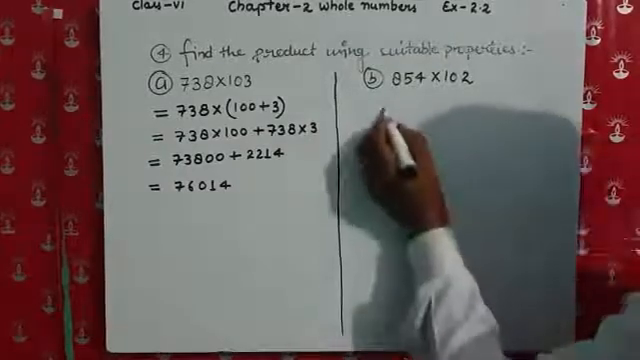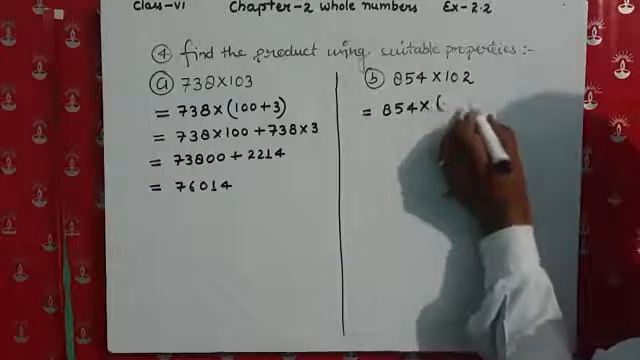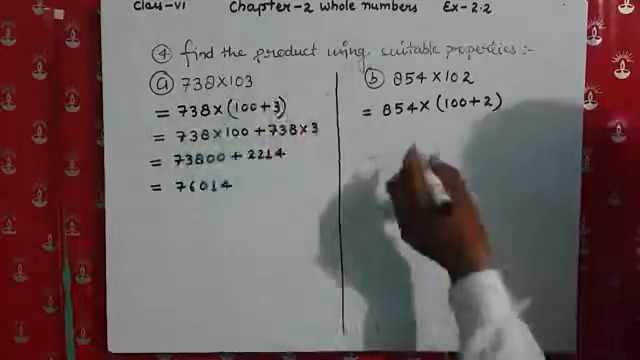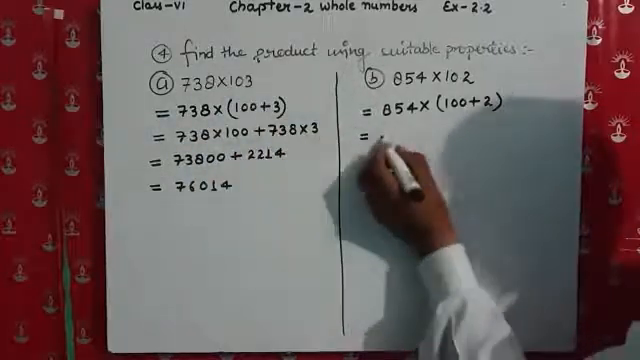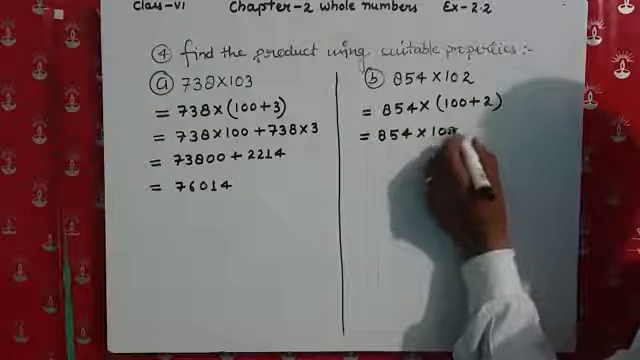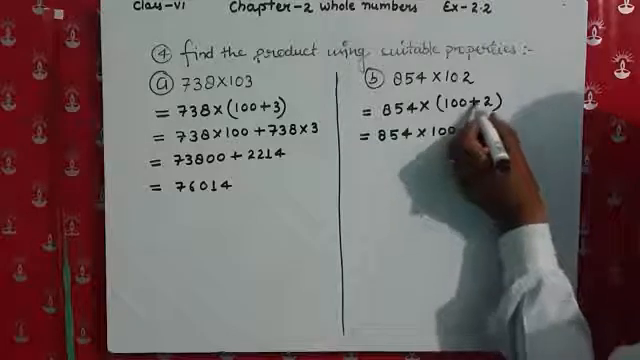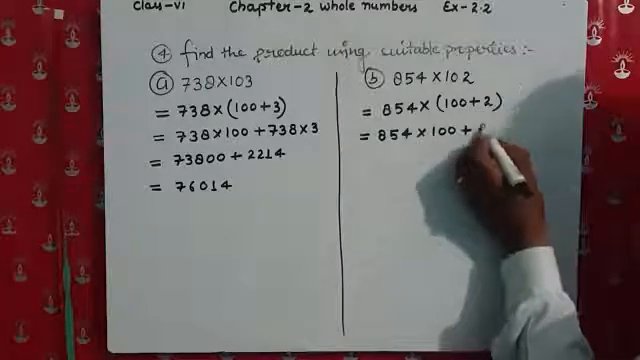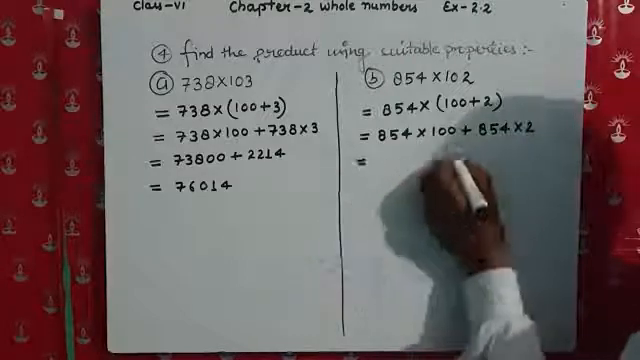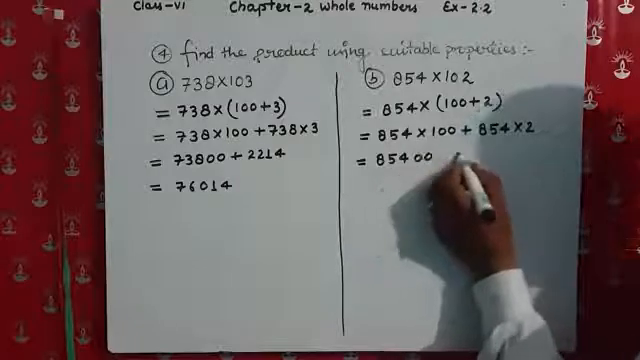Here it is written 854, multiplied with 102, meaning 100 plus 2. Similarly, whatever pattern we followed in part A, the same pattern we have to apply here. Now it is multiplied with the 100, then whatever sign is given, if plus is given, then write down plus, if minus is given, then write down minus. So 854 multiplied with the 2. Now here what we are going to get, 854 multiplied with the 100, then we are getting this one.